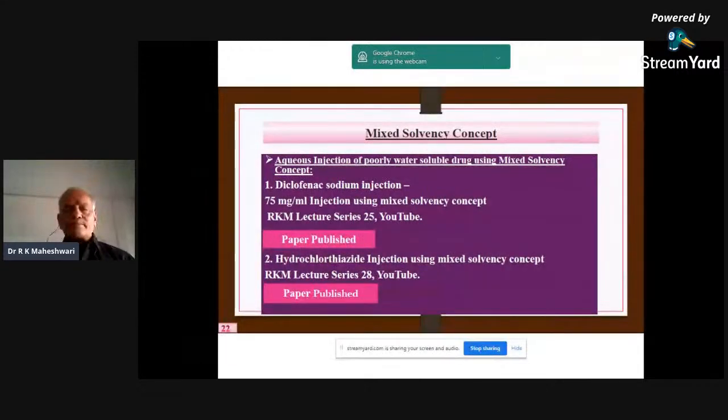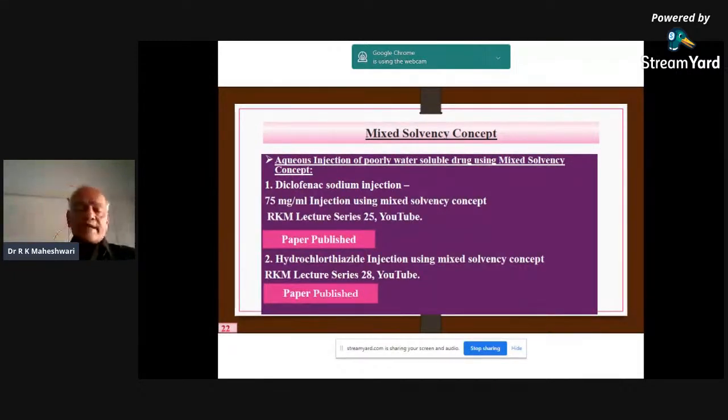Now coming to the application in aqueous injection. For this, diclofenac sodium injection was made at a rate of 75 milligram per ml using the mixed solvency concept. RKM lecture series 25 will give the details of this. Otherwise, the solubility of diclofenac sodium in water is such that you can prepare only 25 milligram per ml. But with the use of solid solubilizers, you will find in this published paper a 75 milligram per ml injection, meaning a concentrated solution of diclofenac sodium injection can be made.